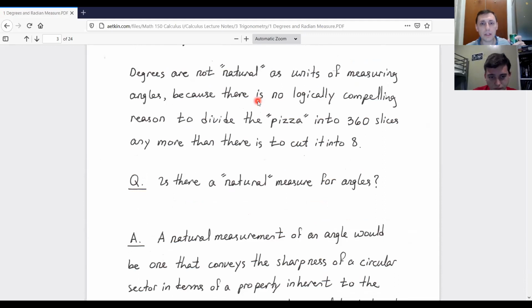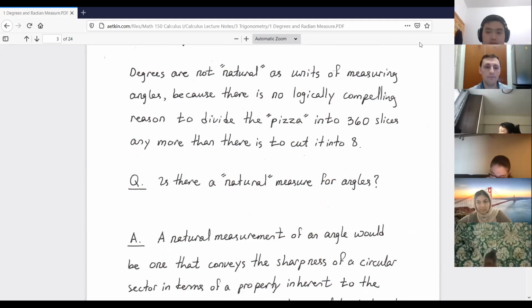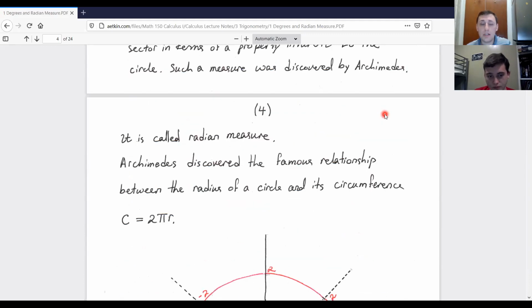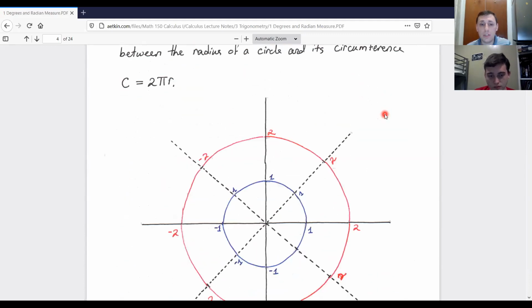Now, there is a natural measurement for angles that you use in calculus. Natural measurement because it's a property of the circle, rather than cutting the circle into 360 parts, which is not a property of the circle. You can do it, but it's not. What a circle is not asking you that. It's not an intrinsic property of the circle to be cut into this many parts. But a natural measurement comes from what's known as radian measure. And what is the radian measure doing? I can show you an animation, guys.